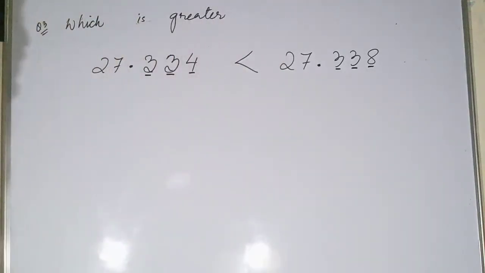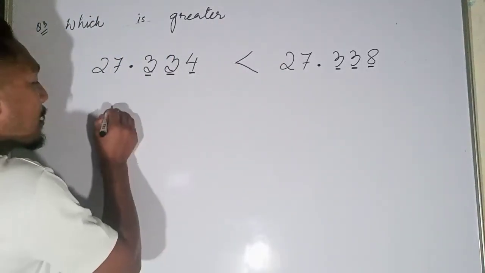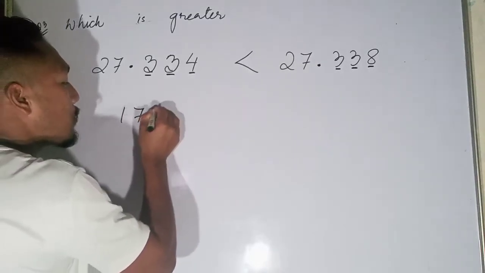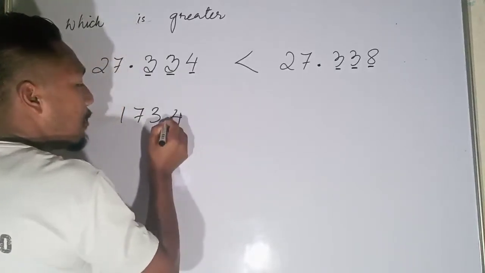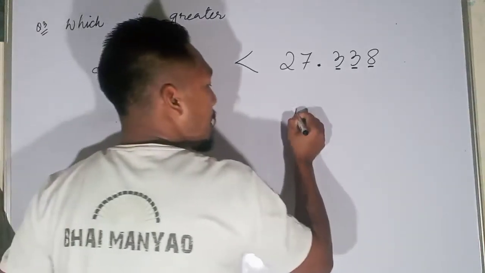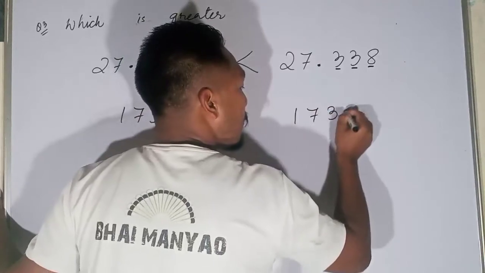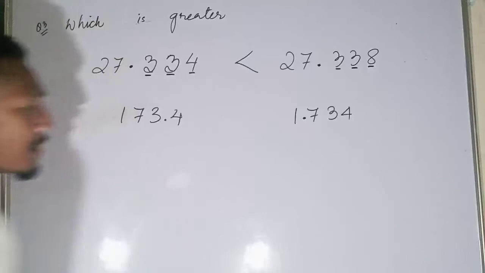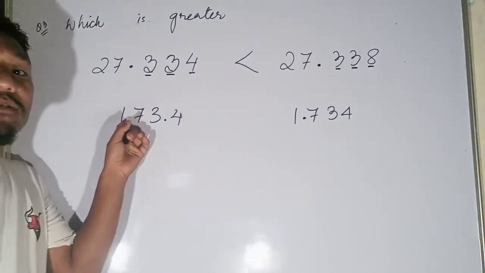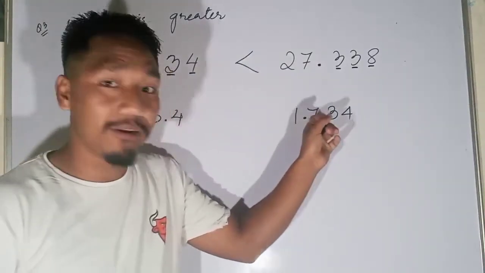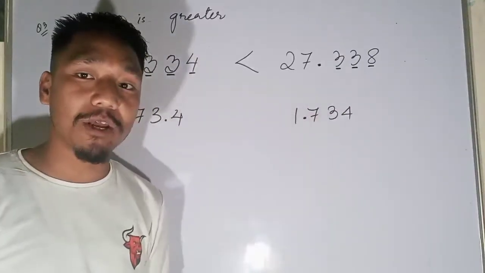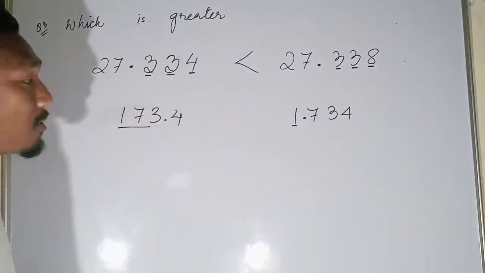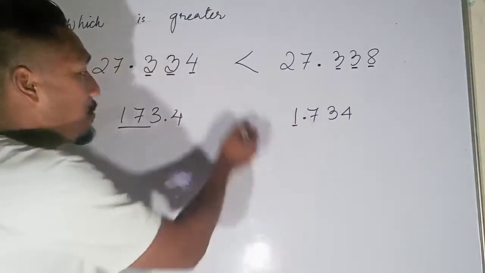Okay, so here again we will write, let's say, 1734. Then I'll put a point here somewhere. Now here we can read 173 and 1. Which one is greater? Obviously 173 will be greater than 1, so this is greater.